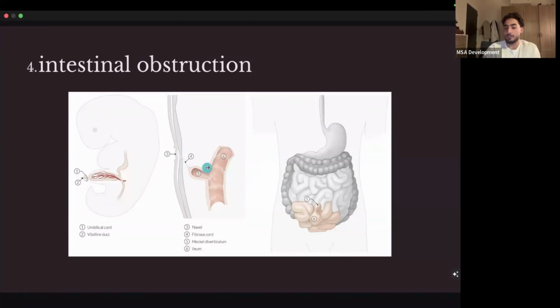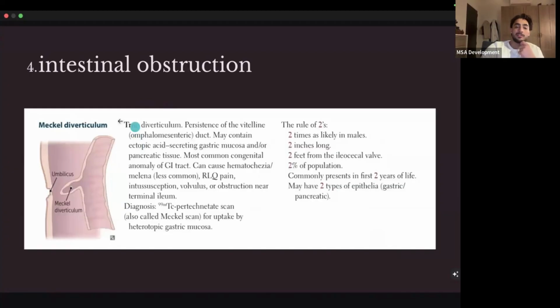Okay, and the painless hematochezia that you can see in childhood is because inside of the Meckel's diverticulum, you're going to get two different types of ectopic mucosa, gastric mucosa and pancreatic mucosa. And again, one thing that we know about gastric mucosa is that it secretes hydrochloric acid. And that's going to cause erosion of the mucosa, which is going to lead to painless hematochezia or bleeding. Okay. So again, Meckel's diverticulum is a true diverticulum, the persistence of the vitelline or omphalomesenteric duct. That's another name for it. It may contain ectopic acid-secreting gastric mucosa and or pancreatic tissue. Most common congenital anomaly of the GI tract and can cause hematochezia and melena.